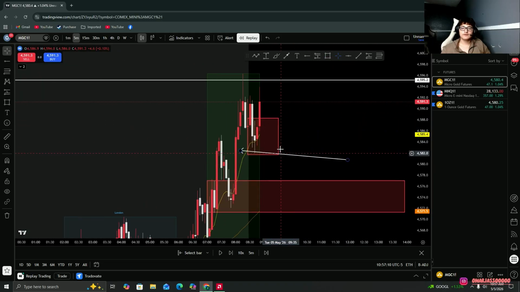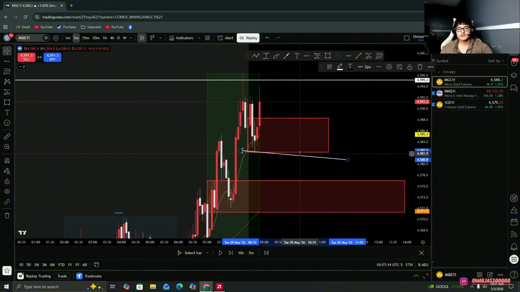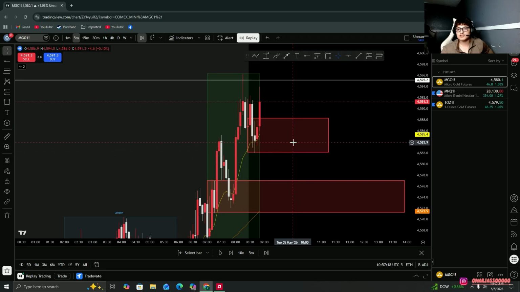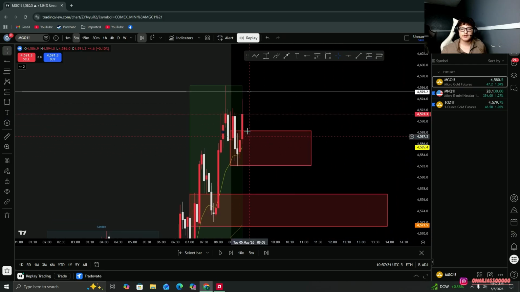I don't know if you guys trade gold or not, but whenever gold pumps up, sometimes it doesn't tend to come back and retest. Sometimes it just gives you another demand zone, retest that demand zone, and just keeps pushing even higher. So this is what I thought was going to happen. This was the 5 minute zone that did get tapped into right here.